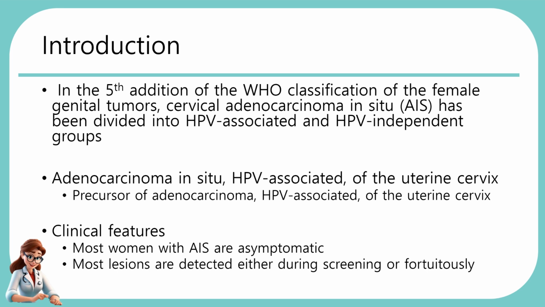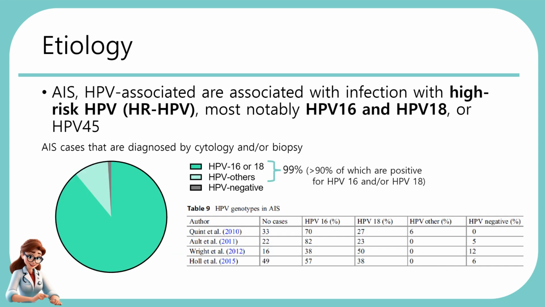Since most women with AIS are asymptomatic, most lesions are detected either during screening or fortuitously on an endocervical curettage, cervical punch biopsy, cone or loop excisional biopsy performed during the workup for squamous intraepithelial lesion, SIL. AIS, HPV-associated, is associated with infection with high-risk HPV, most notably HPV-16 and HPV-18, or HPV-45.